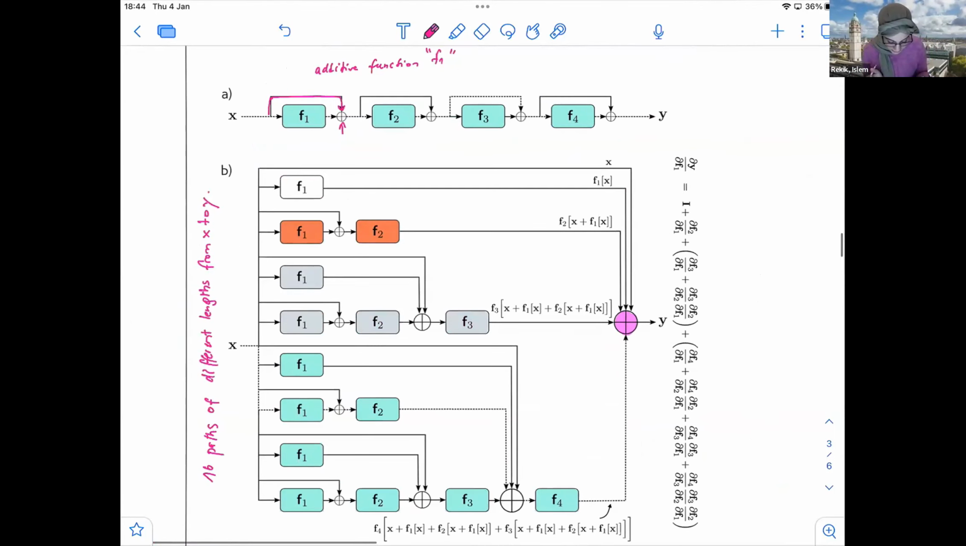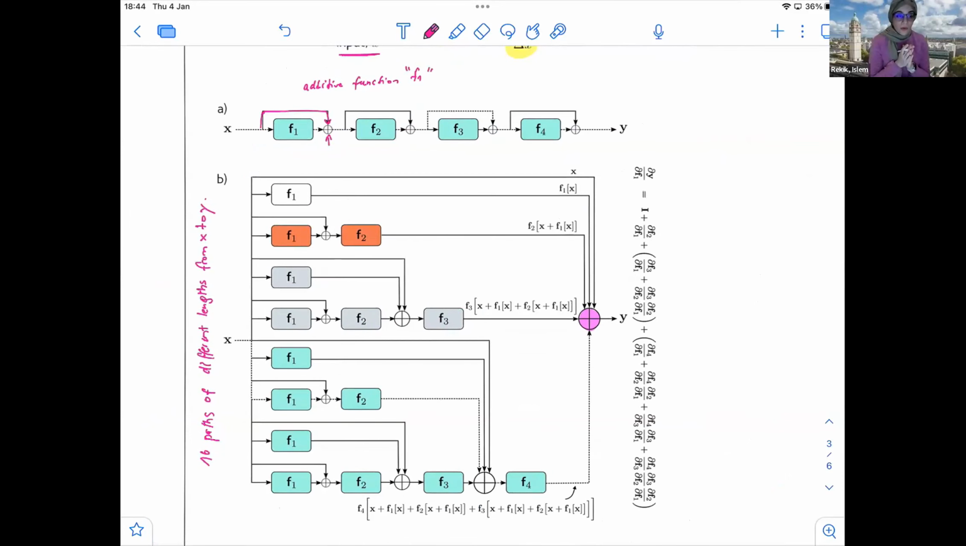So in this residual network, we have seen that we have different paths of different lengths from X to Y. And this could be viewed as an ensemble of 4 networks. We have the blue network, the gray network, the orange network, and the white one. These 4 networks, we add them up, and as we add them up, we get the final Y.